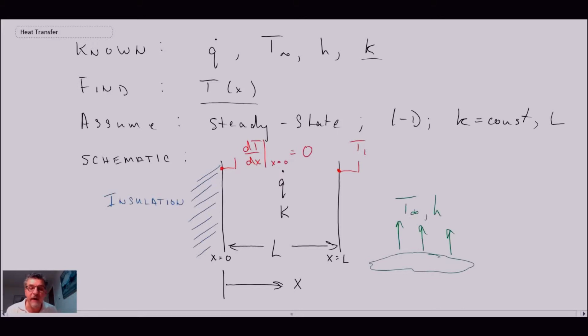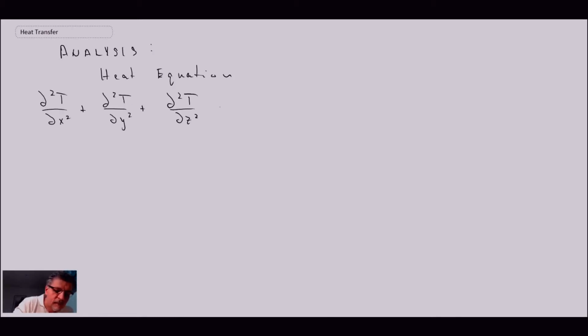In terms of analyzing this, we want to come up with an analytical solution, and consequently we'll be using the heat diffusion equation in order to do that. So let's begin the analysis. Okay, so that is the heat diffusion equation. Looking at this, we can reduce the complexity of it right off the bat.